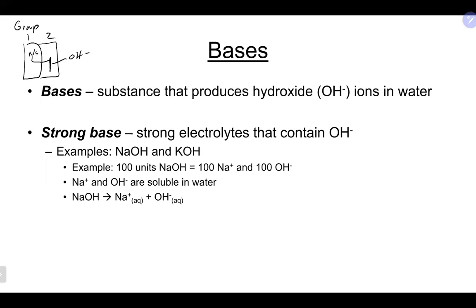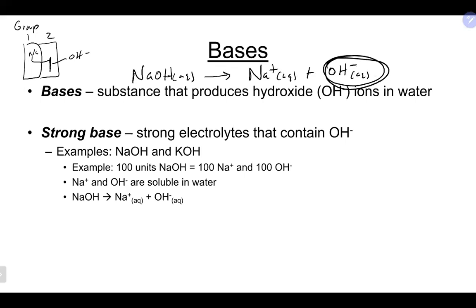So something like sodium hydroxide, like we see there at the bottom, when it goes into solution, it is a strong base, which means it will 100% break apart into sodium ions and hydroxide ions. It is this presence of a lot of hydroxide ions really quickly which makes it a strong base. Basically, all it has to do is go for a swim. It will produce some hydroxide and it'll make it a strong base.